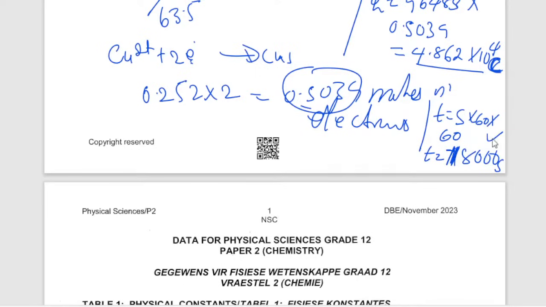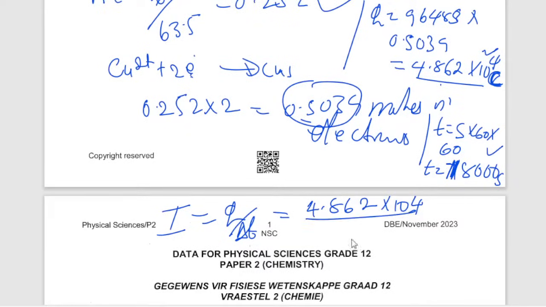Now I have the time in seconds and I have the charge. Therefore, current is equal to charge divided by change in time. That is 4.862 times 10 power 4 divided by 18,000. Calculate and you'll see the current is going to be equal to 2.70 amps. Remember, amps is the same as coulombs per second.